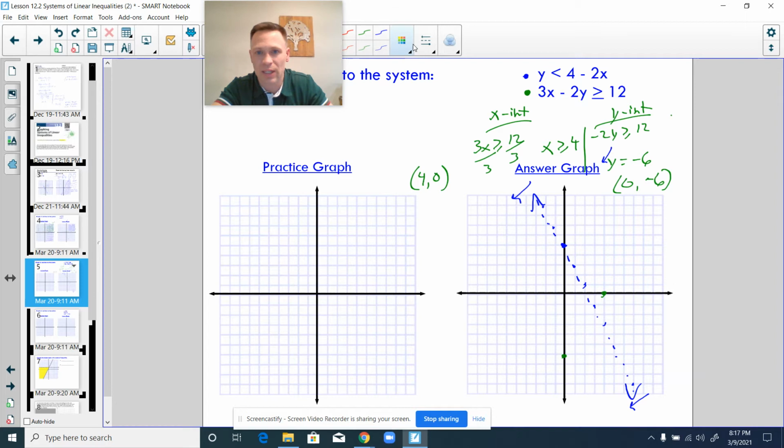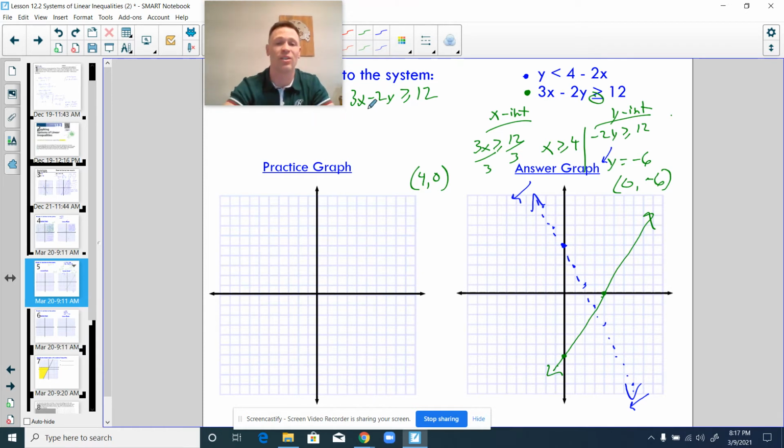And now I'm going to connect those. And it is a solid line because I see a line underneath the graph. So I'm going to do that the best I can this way. And it's in standard form, so I'm going to test the point 0, 0. So over here, 3x minus 2y is greater than or equal to 12.